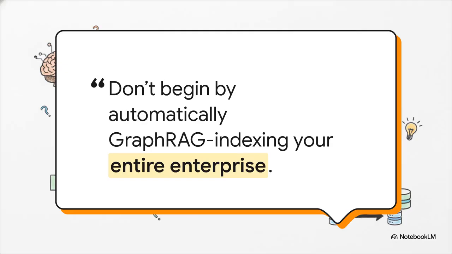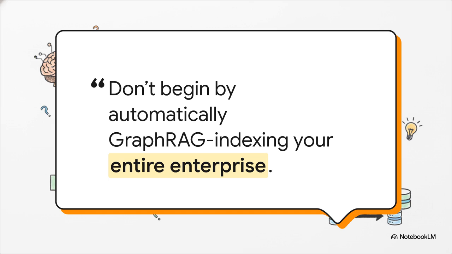The source material delivers this incredibly blunt warning, and honestly, you might want to screenshot this. Don't begin by automatically GraphRAG indexing your entire enterprise. Look, it's so tempting to just throw all your data into a massive graph database and hope the AI sorts it all out, right? But that's just a recipe for high costs and hallucinations. You can get most of the value without first building a massive, expensive context platform, just by starting with a curated OKF map.